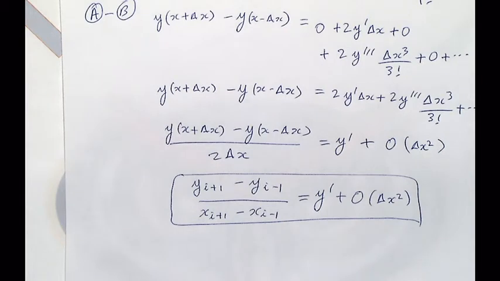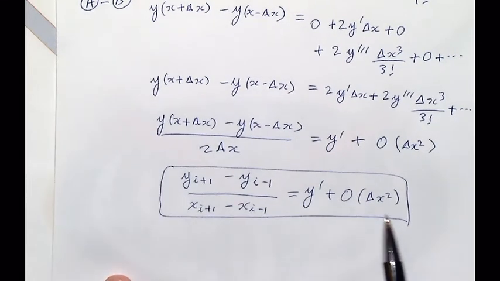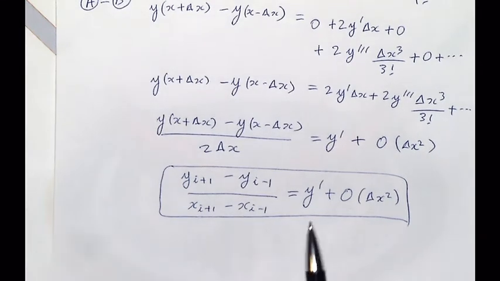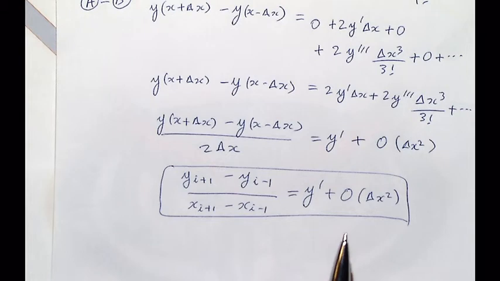Okay. So now, what does this order term mean? Why is this useful? Order delta x versus order delta x squared. What this tells us is how quickly this estimate will converge to the correct answer, how quickly your error will drop in this estimate. Okay.